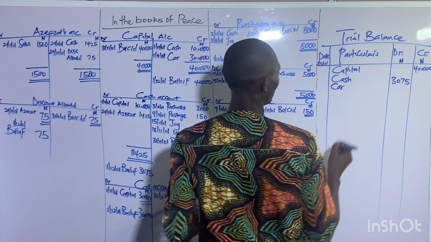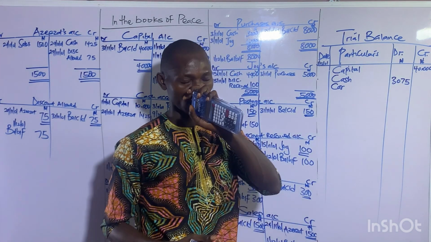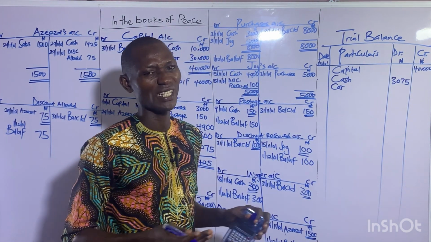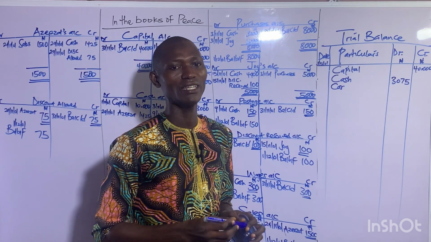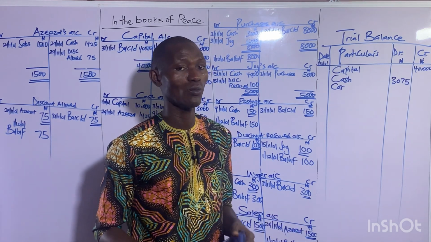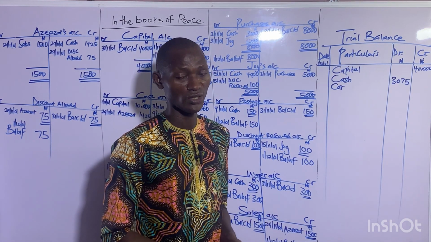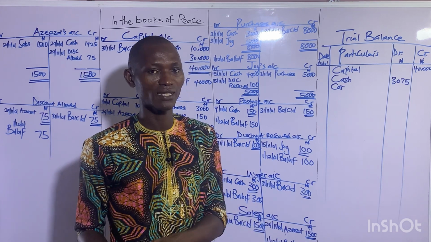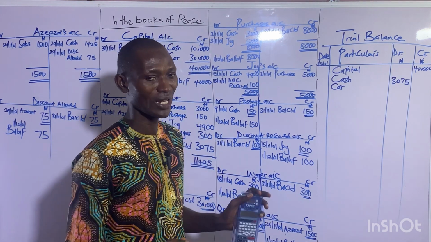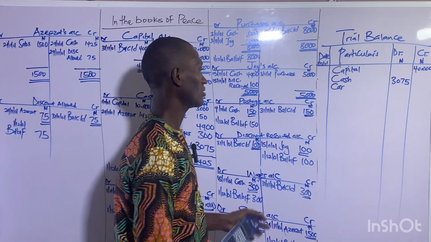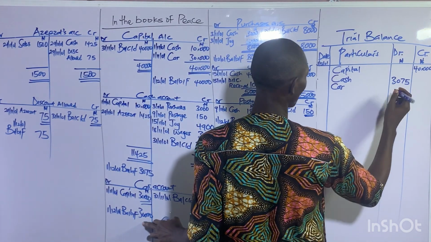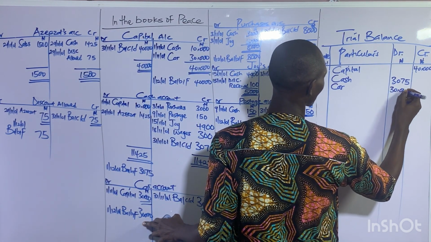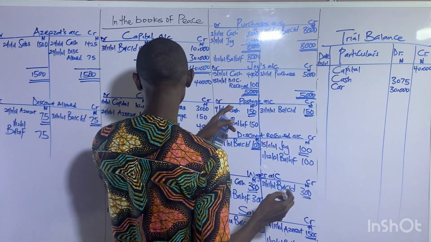The next, car account. Car is a non-current asset. Non-current assets are most times called fixed assets, and they are assets that have a lifespan of more than 1 year, and they are usually durable in nature. So they are classified as non-current assets. So all assets are debited. So the amount is 30,000. Then the next, we have purchases.